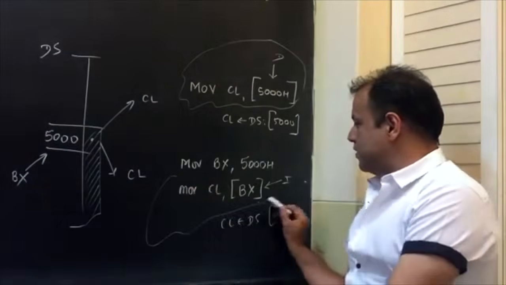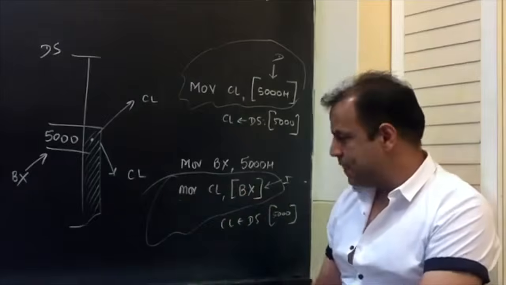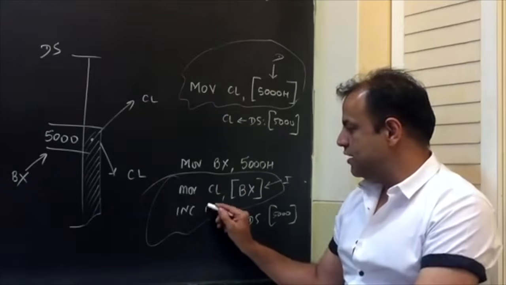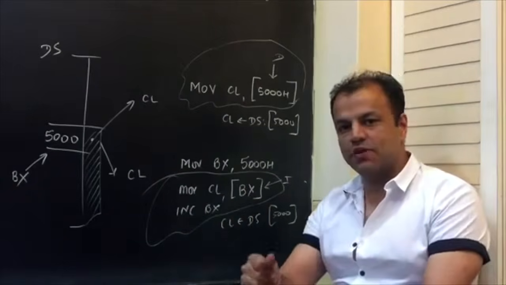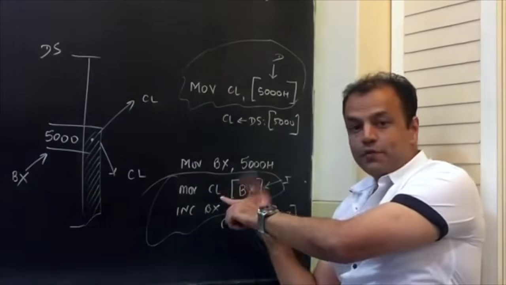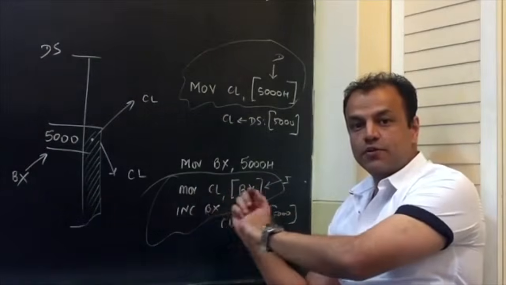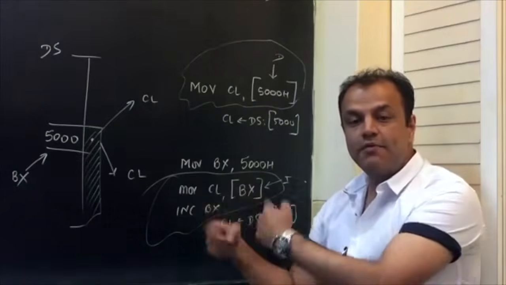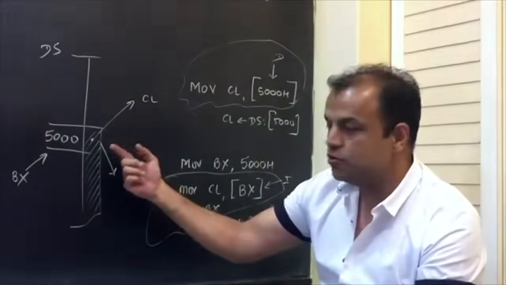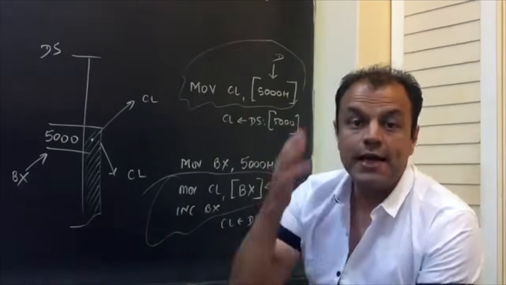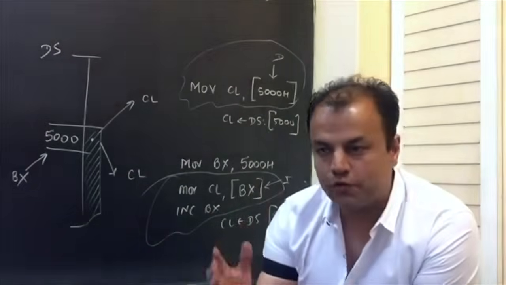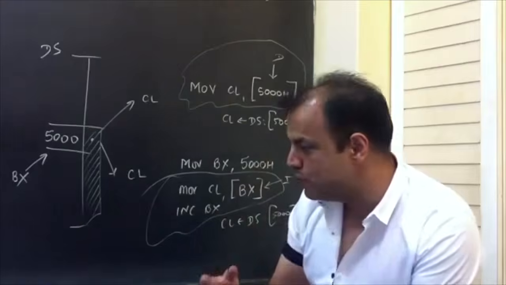But if you put this instruction in a loop, and in the loop, go on incrementing BX, what will happen? First time you get the data from 5000, next iteration 5001, next iteration 5002. Every iteration BX will get incremented, you will go on getting data from different locations. That's the idea, that's the whole point of indirect addressing mode. I hope you understood this.